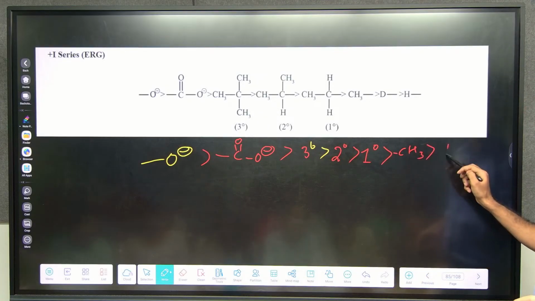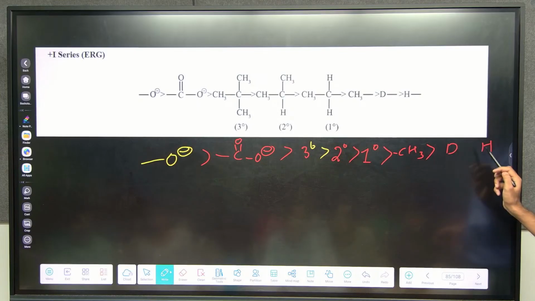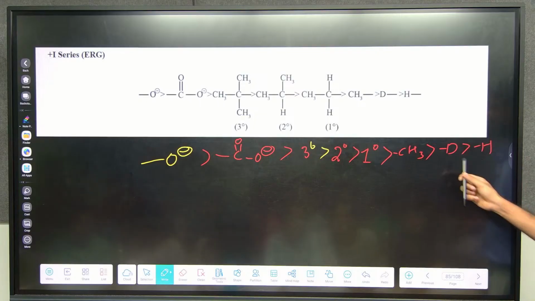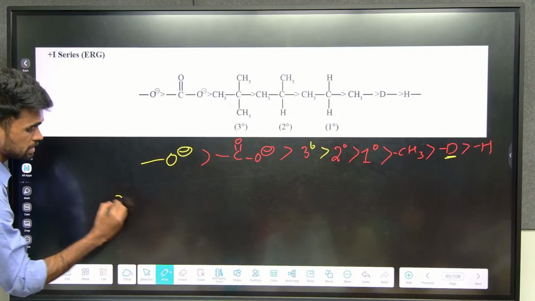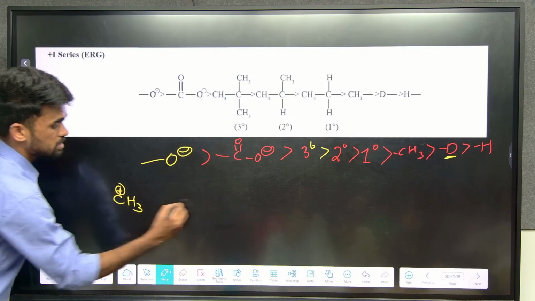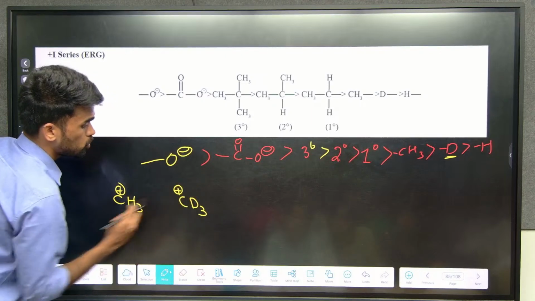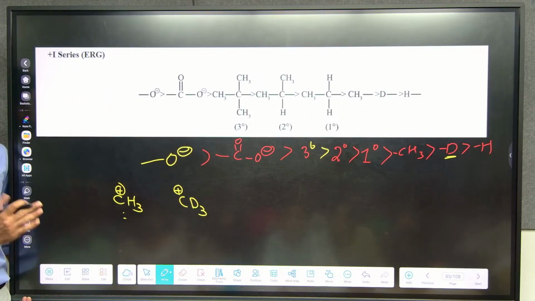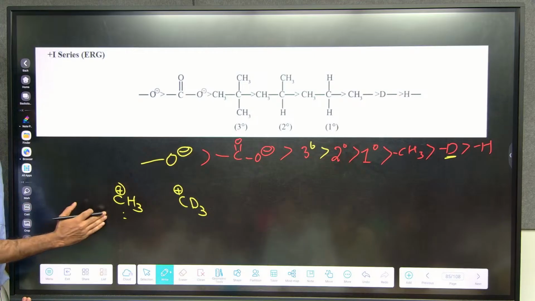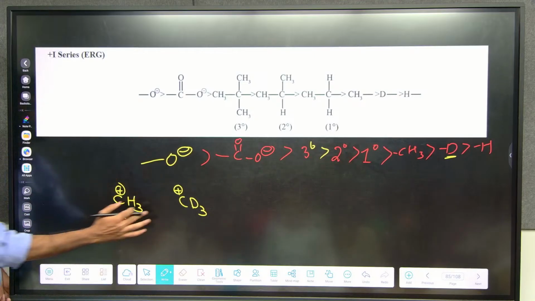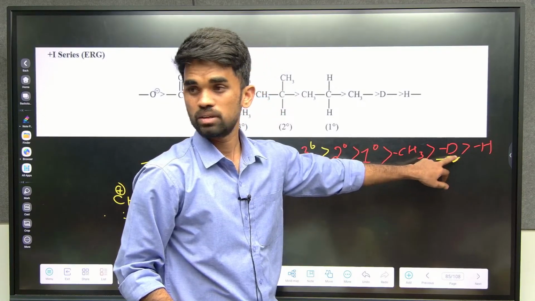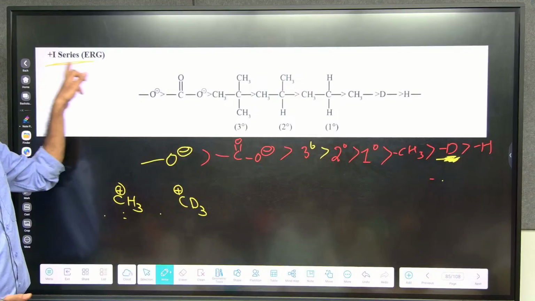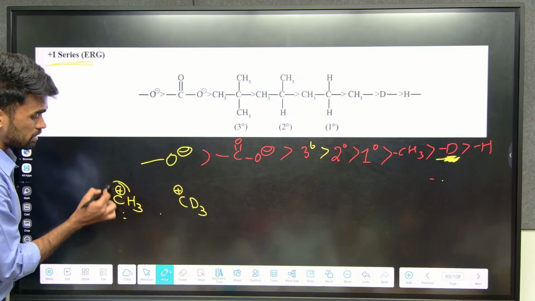So what do we mean by D and H? D means deuterium, H means hydrogen. Which is the better plus I group between hydrogen and deuterium? Deuterium. Okay, sir, what is the exact application of it? See, I am writing CH3 plus and CD3 plus. Both of them are carbocations only, but which is more stable, they will ask. CH3 or CD3? CD3, because which one is the more plus I group? For which one is the effect more? Is this a releasing group or a withdrawing group? Releasing group.